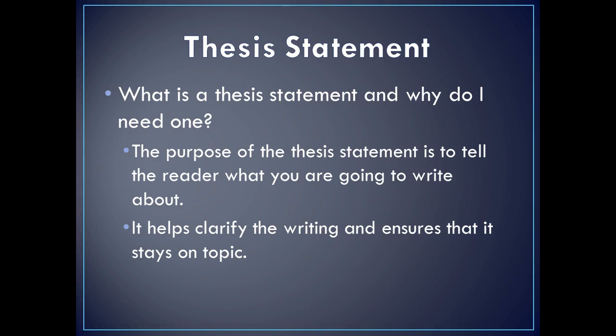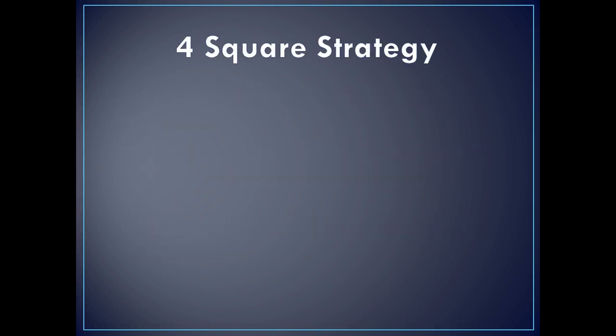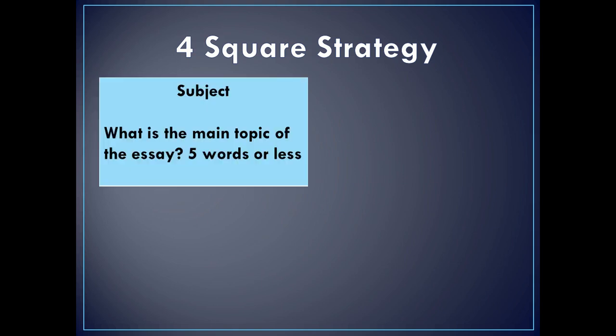So, how do we write a thesis statement? This strategy we're talking about today is called the 4-square. So you have 4 squares. In the first square, you write down the subject. What is the main topic of your essay? Tell me in 5 words or less, preferably.